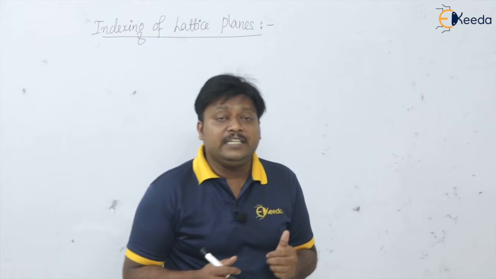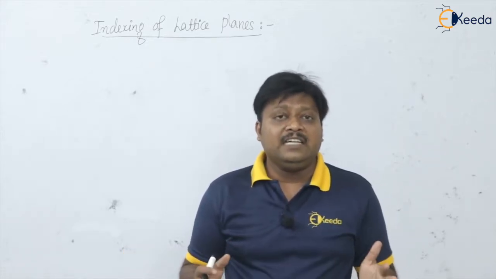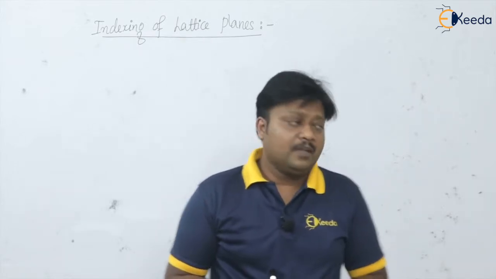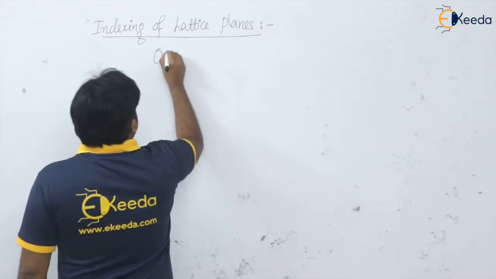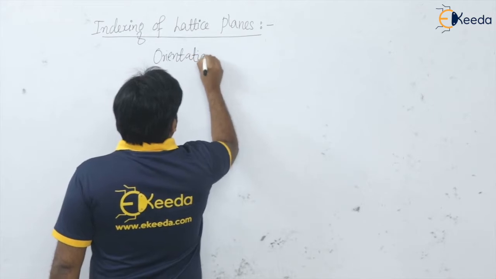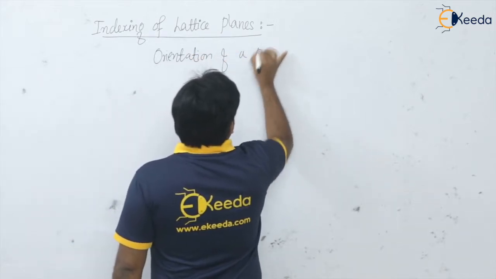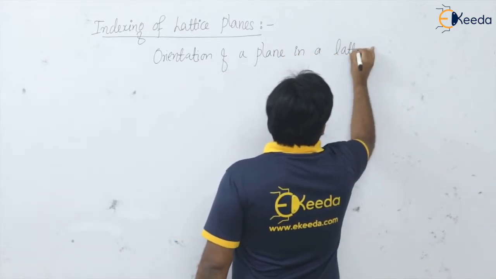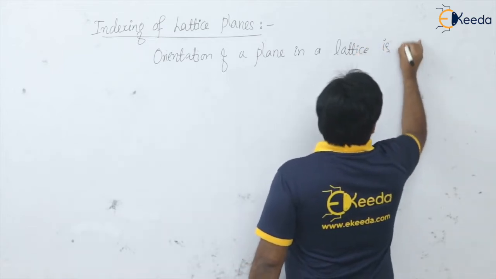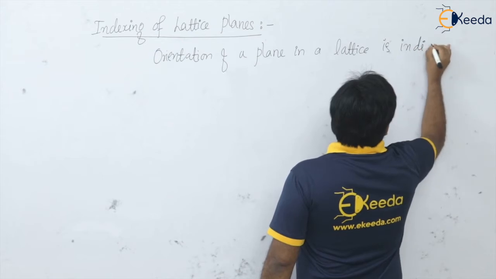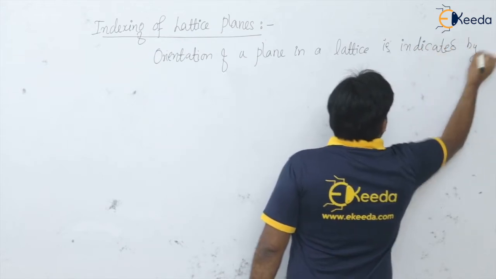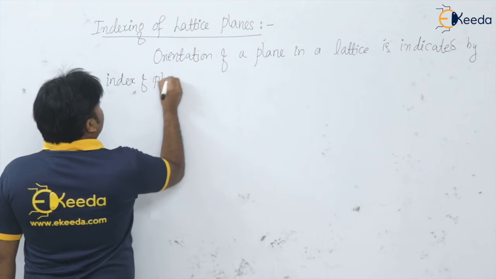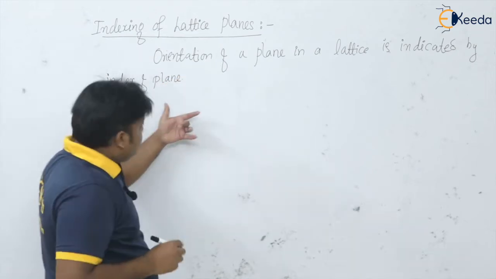So see here, actually the orientation of the planes in a given lattice is indicated by the index of the plane. What? The orientation of a given plane in a lattice is indicated by the index of plane. Okay.